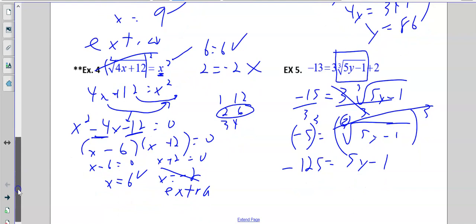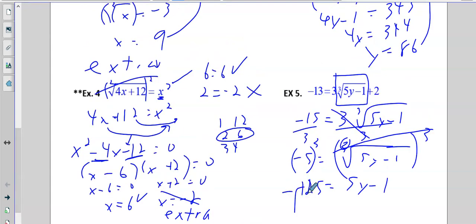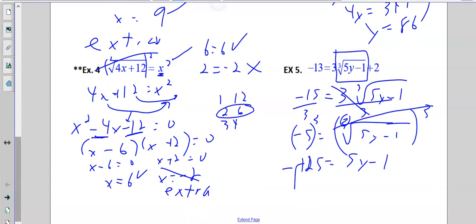I'm going to add 1. Be careful here. When you add 1, you end up with negative 124, not negative 126. Common mistake. And we're going to divide by 5. And 124 divided by 5 is, y is negative 24.8 exactly.